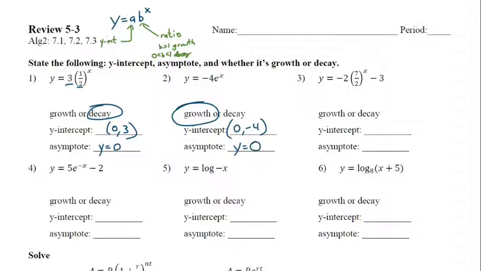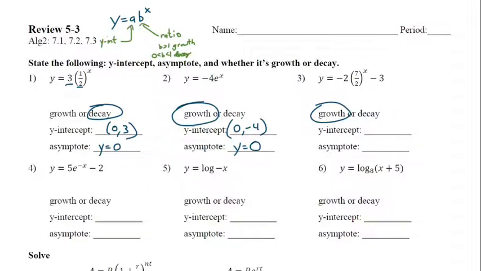Again, growth or decay. Your b value right here, it's bigger than 1, so it's growth. Remember, 7 divided by 2 is bigger than 1. That's 3.5. Don't get tripped up just because it's a fraction. I'll catch several people on that.